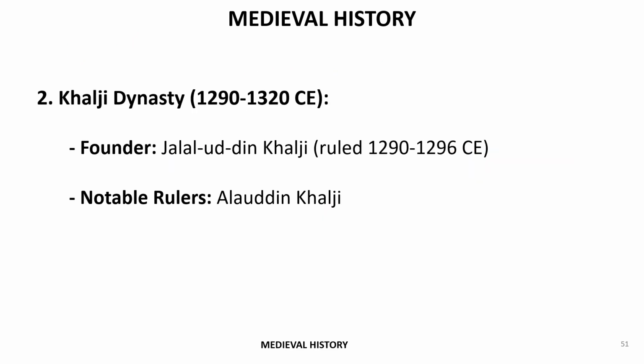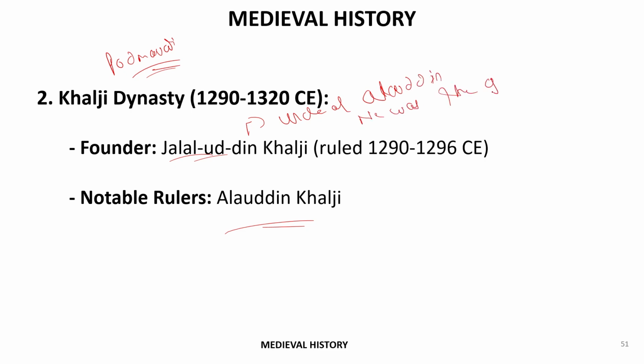So basically, there was the Khilji dynasty. The founder was Jalaluddin Khilji. If you watch the movie Padmavat, then you must know about Jalaluddin Khilji and Alauddin Khilji. Basically, Jalaluddin Khilji was the uncle of Alauddin. Got it? And he was the governor of Afghan. Then he attacked the Delhi throne, killed the ruler and occupied the throne.